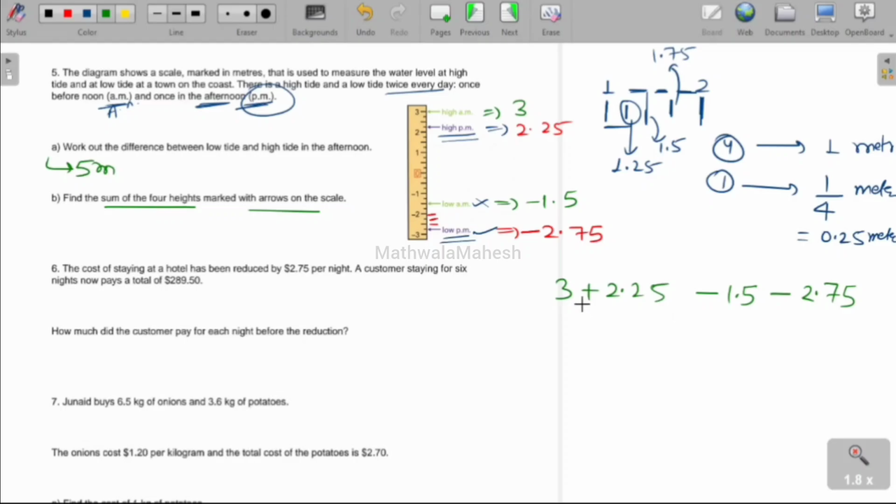Now 3 plus 2.25 is 5.25, and minus 1.5 and minus 2.75. Okay, so 5.25 minus 1.5 is 3.75, minus 2.75, which is 1. So the sum of all heights is 1 meter.